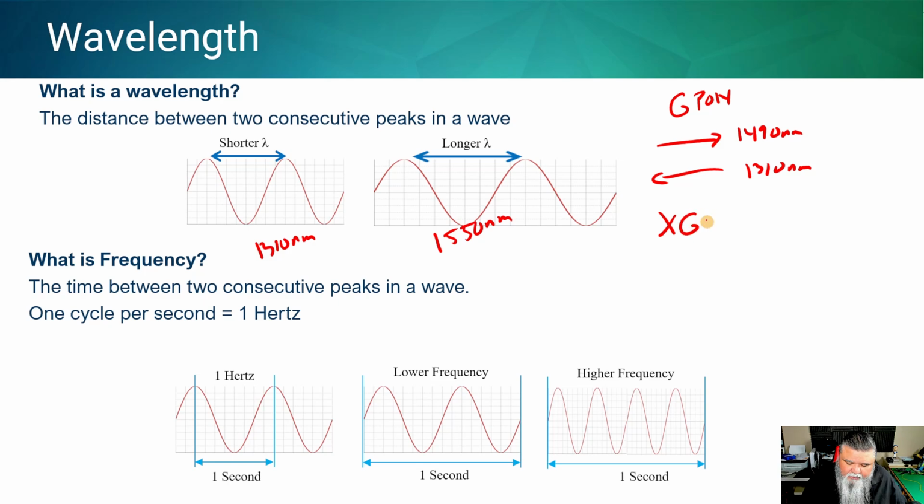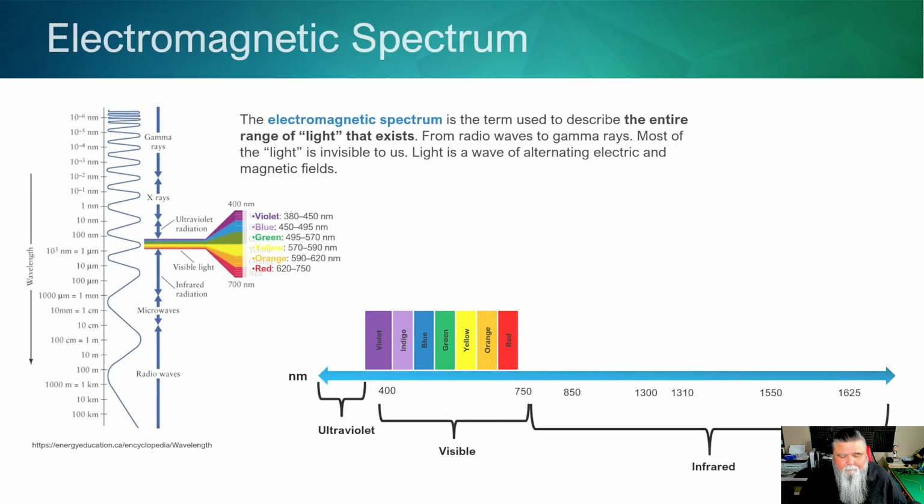And then as you transition into 10 gig PON, like XGS-PON, your downstream is going to be 1577 nanometers, and your upstream is going to be 1270 nanometers. Right? And of course, as you adjust the frequency, you can increase your bandwidth. A lot of this stuff you learned back in the electrical and copper days, right? A lot of that science is still relevant here today.